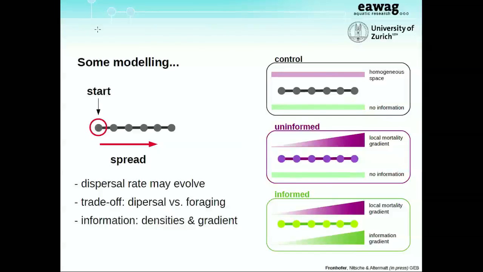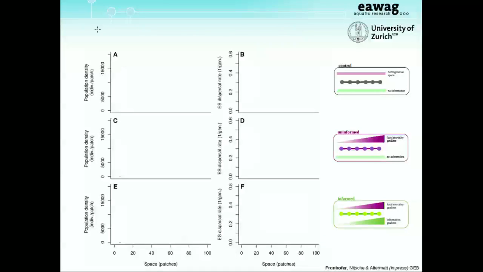And in the informed scenario, we assume that dispersal is completely plastic. So individuals know everything about densities around them and the gradient and can just take an optimal decision of where to disperse to. I'm going to show you some results of those simulations, plotting here population density over space, and here the evolved dispersal rate over space for the three scenarios: control on the top, the uninformed in the middle, and the informed one at the bottom.